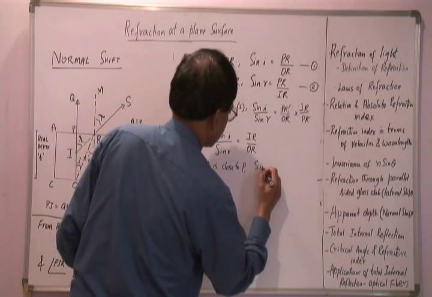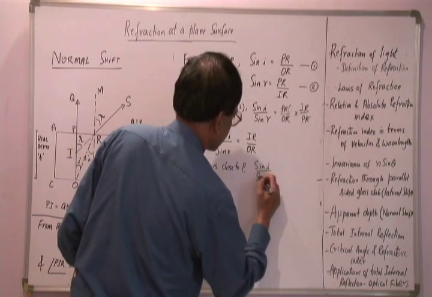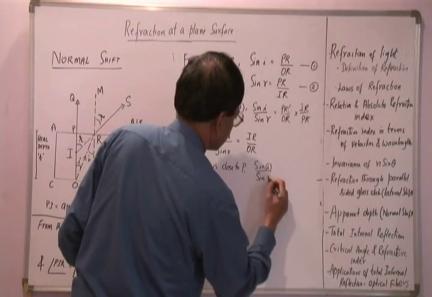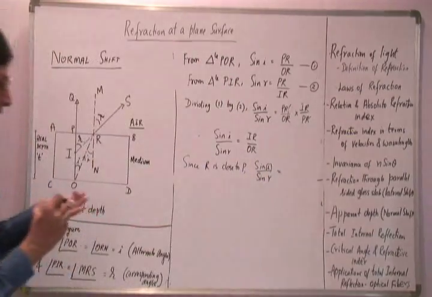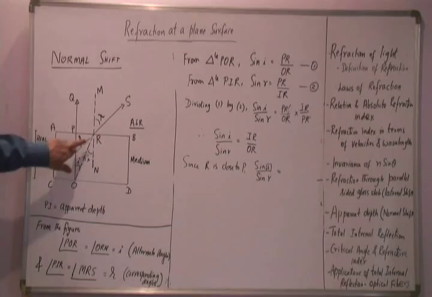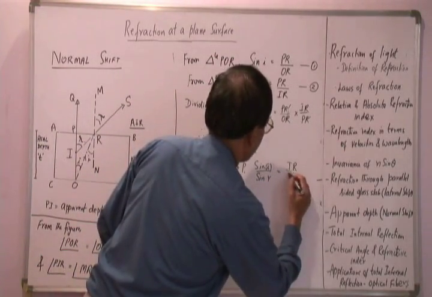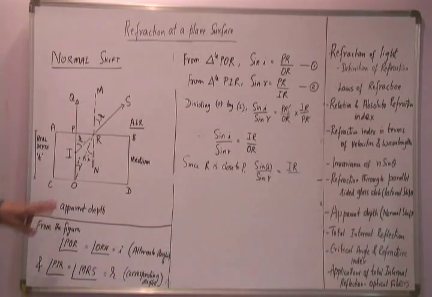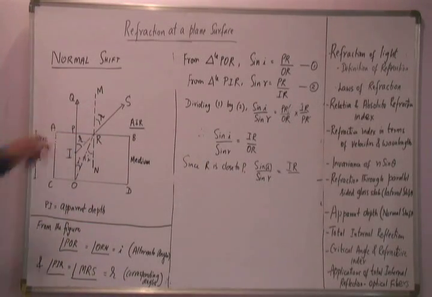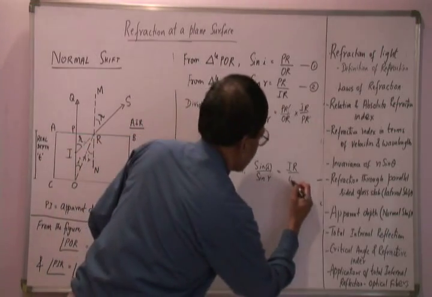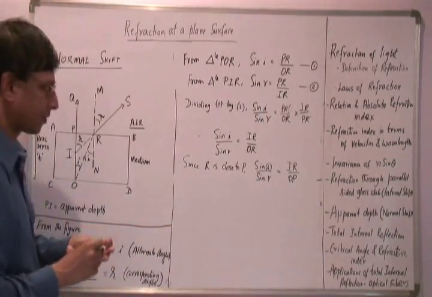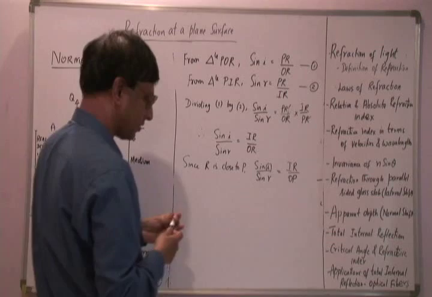And since R is close to P, we have sin I by sin R, which is equal to IR, which can be approximately equated to IP, and then OR can be approximated to OP. So this is the equation I have now.